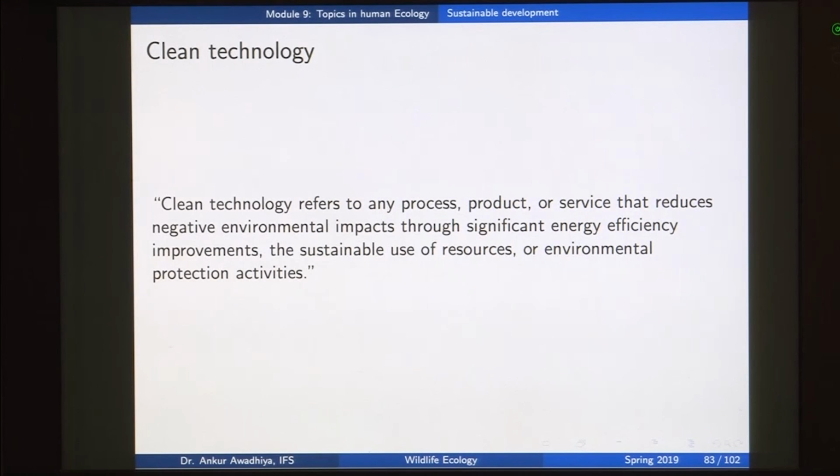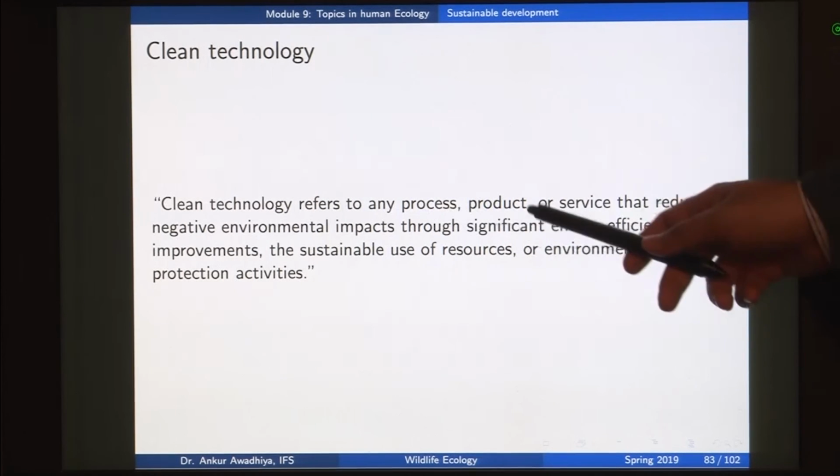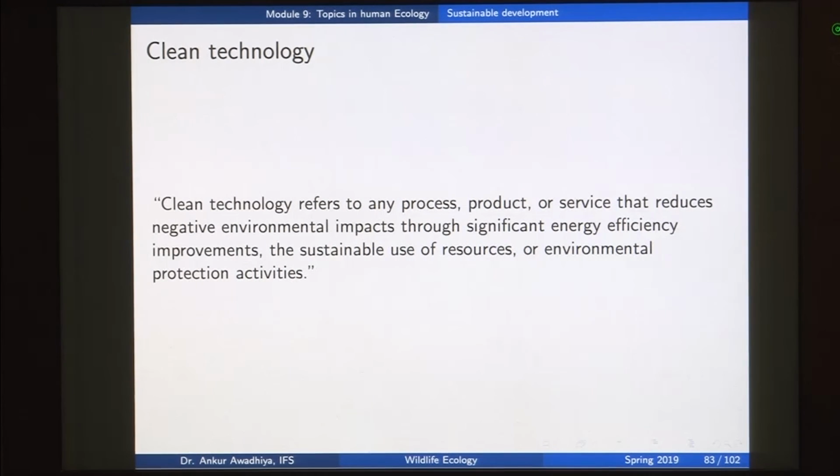Any process, it can be a process, it can be a product, it can be a service that reduces the negative environmental impacts through significant energy efficiency improvements. So, for instance, when government came up with this program that you will replace the incandescent bulbs with LED bulbs, that is providing us with a significant energy efficiency improvement. So, that will be counted as a clean technology, or which goes with a sustainable use of resources.